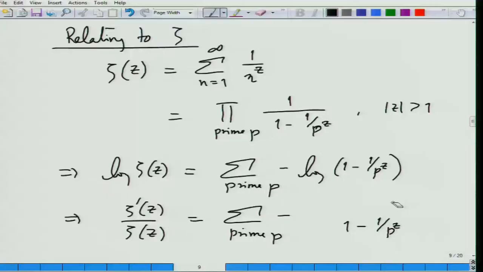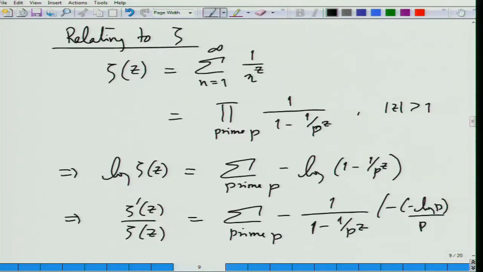Okay, let's go step by step. Differentiate log, you get 1 minus 1 by p to the z. Now you have to differentiate the insides. The insides, well, 1 goes away, so you get minus, and then you have to differentiate 1 by p to the z. That is e to the minus z log p actually. So, when you take the derivative of that with respect to z, you get minus log p popping out, and e to the minus z log p remains e to the minus z log p, which is the same as p to the z.